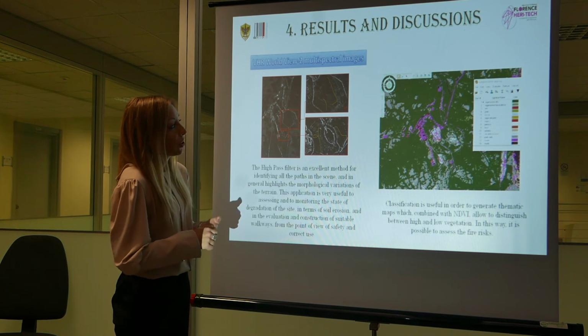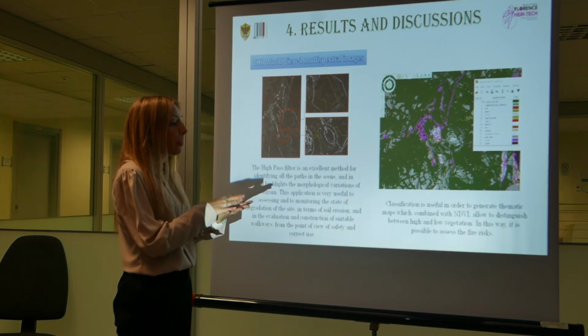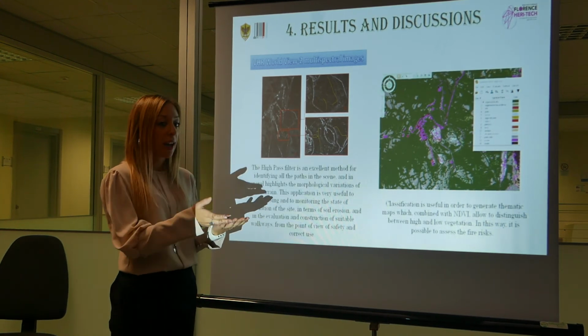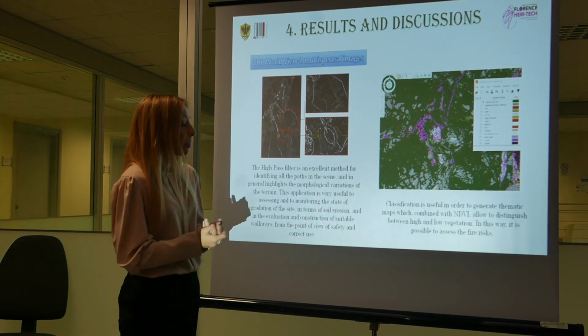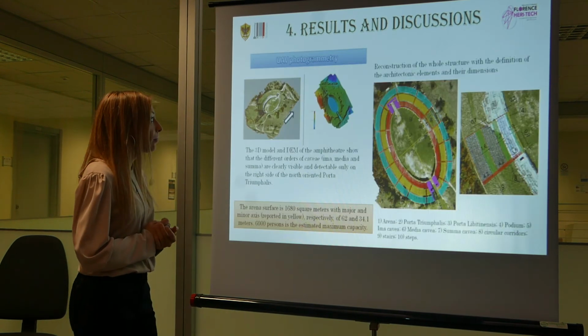With the classification we could create a thematic map, and combined with the NDVI it allows us to distinguish between high and low vegetation. So in this way it will be possible to assess the fire risks of the area.